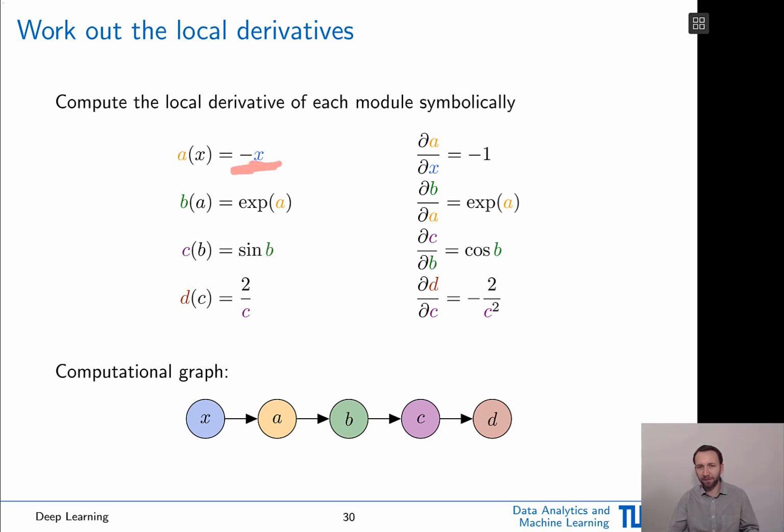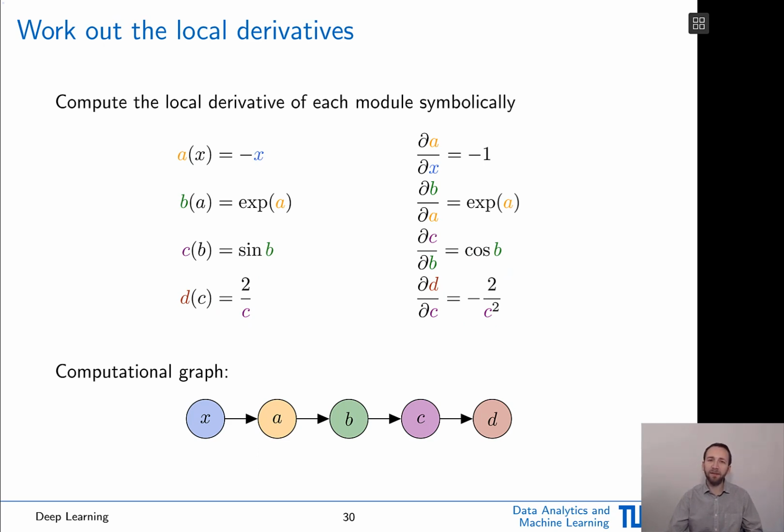What is the derivative or the local derivative of minus x? Of course, it's just minus 1, right? So a with respect to x is just minus 1. What is the derivative of this function, right? With respect to a, and that's a trick here, right? You're not interested here in the overall derivative b with respect to x, but you're interested in b with respect to a. And this again is simple, right? B with respect to a, you know what the gradient of exp of a is. It's again just exp of a, right? Same here. Sine becomes a cosine. 2 divided by c becomes minus 2 divided by c squared.